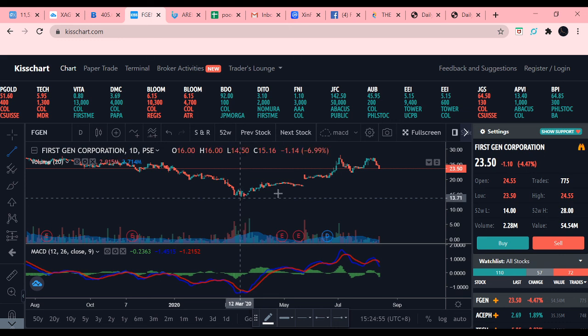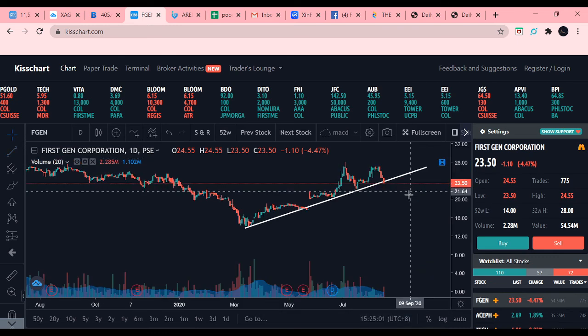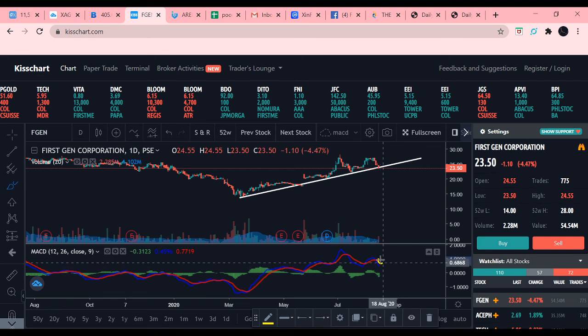Tingnan natin yung trend na to. Actually, sa baba pa din siya, oh. Bumaba na nga siya. So, at saka nag-cross siya pababa. So, I'm more on a bearish. So, since nag-cross siya pababa, parang bagal ng PC ko. Mabagal ba yung laptop ko or mabagal yung internet? Ang kulit lang yan.